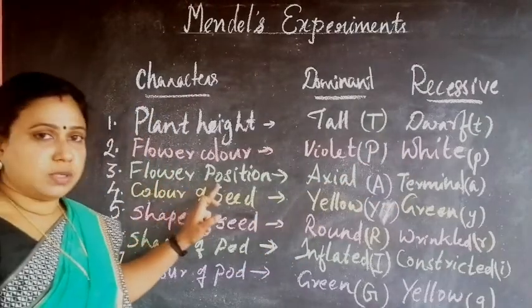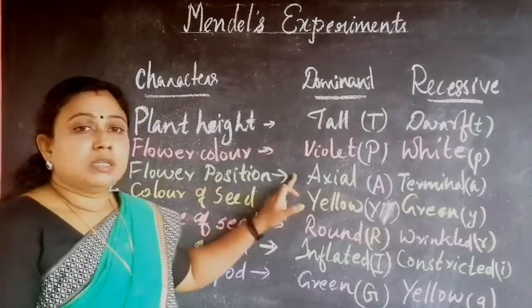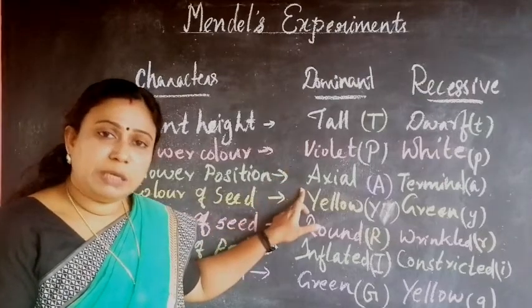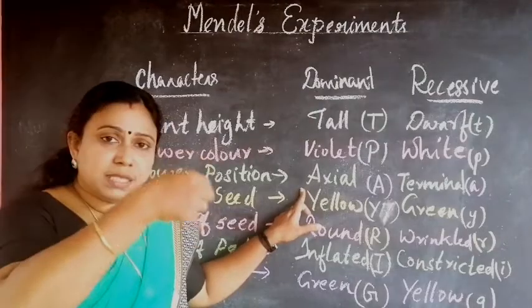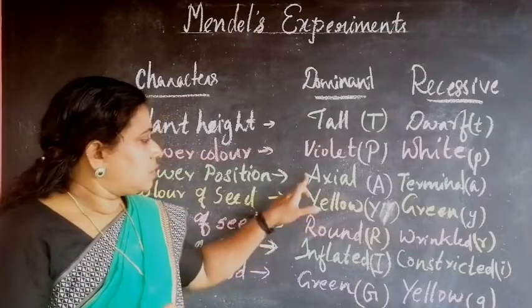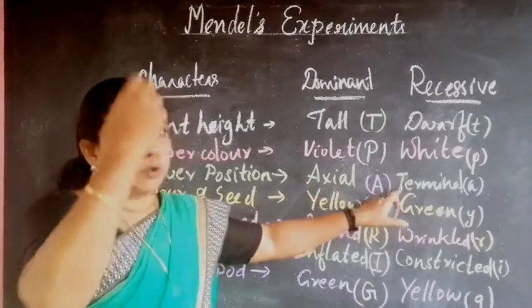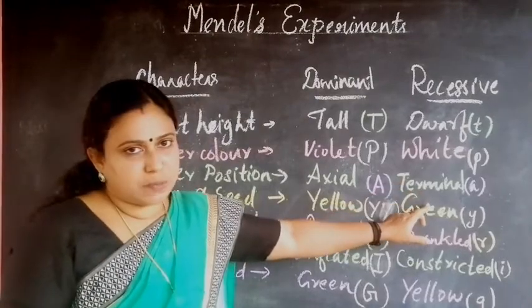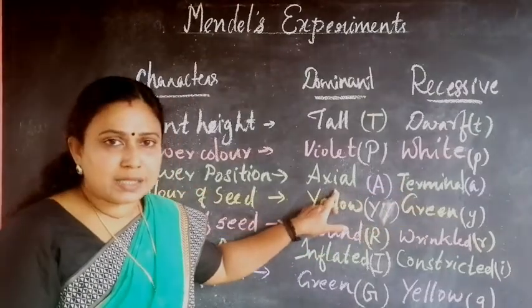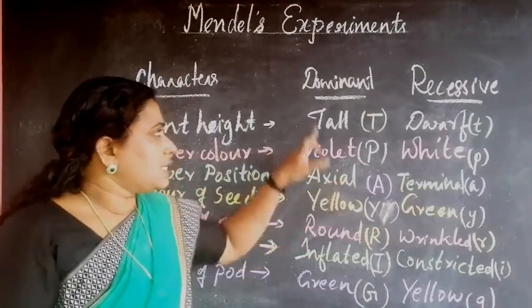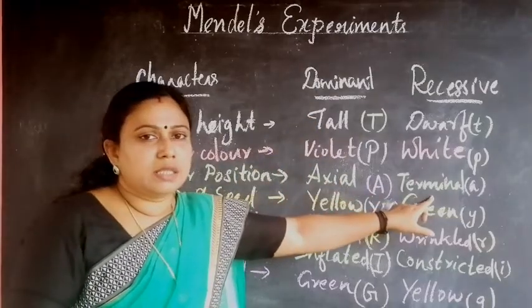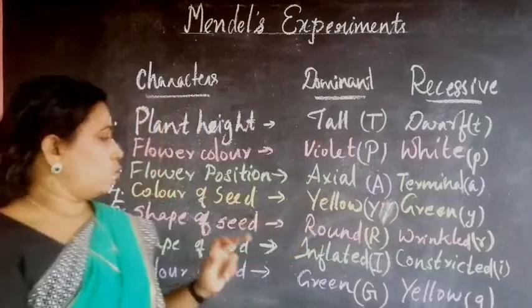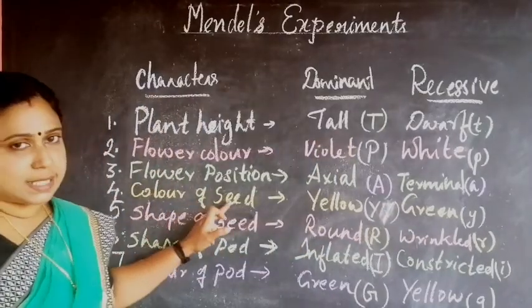Next is flower position. The flowers are produced in the pea plant in two positions. One is axial, that is on the axial side of the leaf, and one is terminal, at the tip of the pea plant. Mostly we can see the axial position. So axial position of flowering is the dominant character, and terminal flowering is the recessive one.